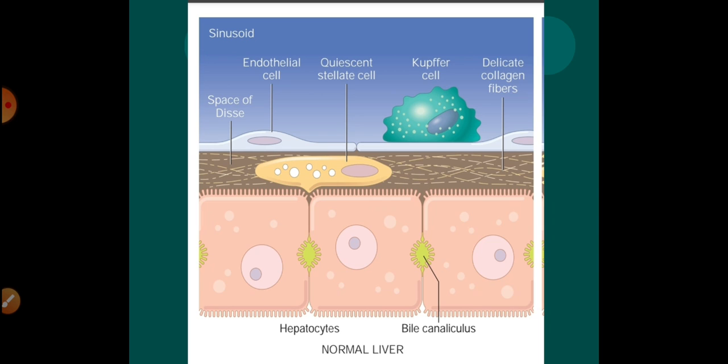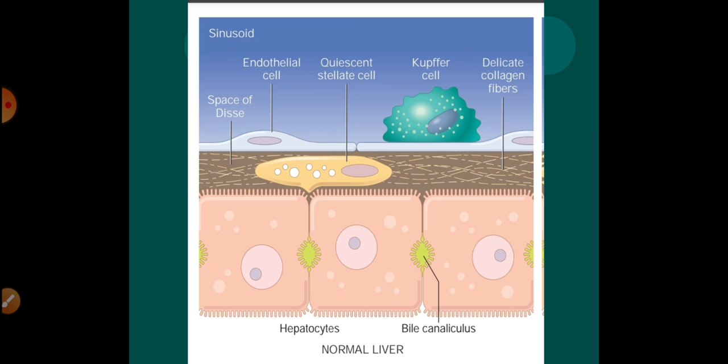The hepatocytes are separated from the sinusoidal endothelial cells by the narrow space called space of Disse. There are quiescent or stellate cells in the space of Disse, which are storage cells for vitamin A. The sinusoids are lined with the fenestrated endothelial cells, and the Kupffer cells, the mononuclear phagocytic cells of the liver, are present on the sinusoidal surface of the endothelial cells. The space of Disse also has fine, delicate collagen fibers of type 4 collagen.